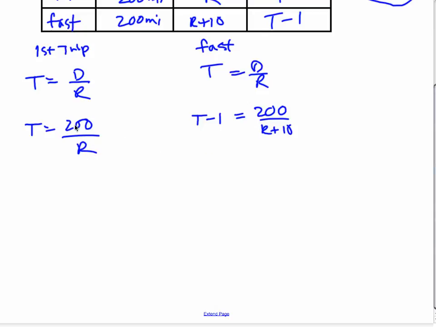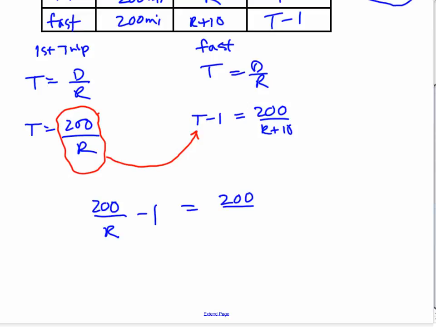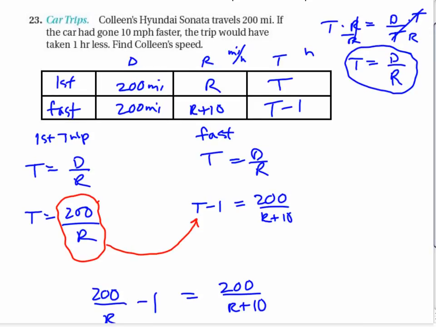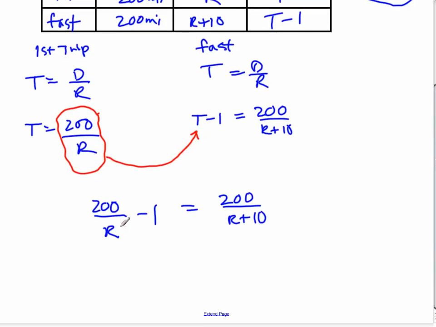Probably the easiest way to do this one is substitution. So I'm going to take this for t, and plug it in everywhere I see a t over there. Substitution. So instead of a t, I'm putting 200 over r, minus 1 equals 200 over r plus 10. So now I've got an equation with just a rate in it. And that's actually what they're asking me for in the question. So once I solve it, I'll be able to tell them what r is.